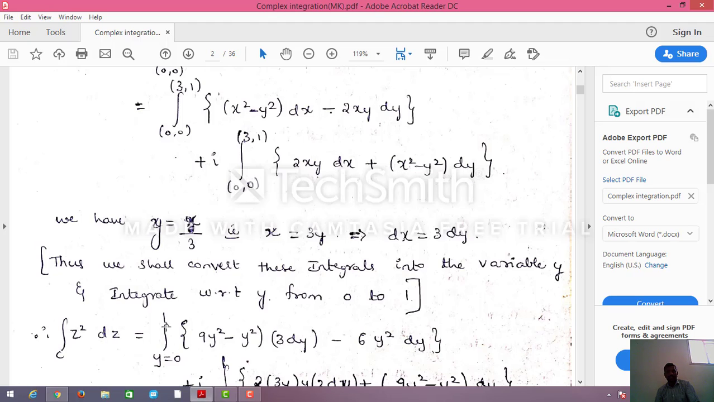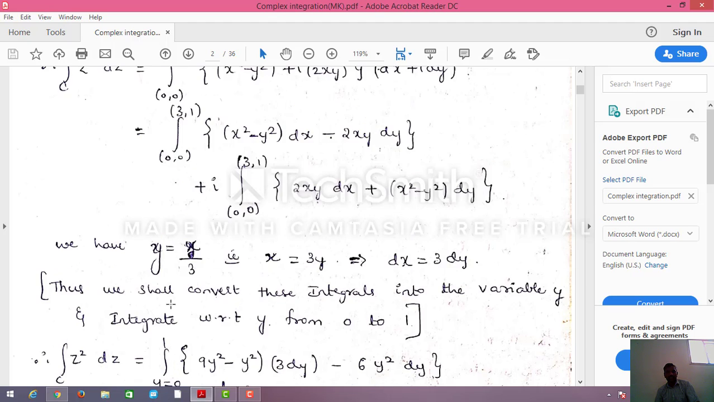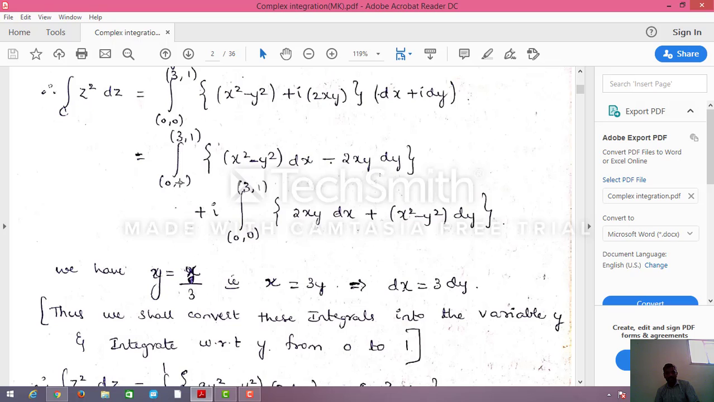So now here y equal to 0 to 1. How did I get y equal to 0 to 1? Here this is the x limit, this is the y limit. So y equal to 0 to 1.